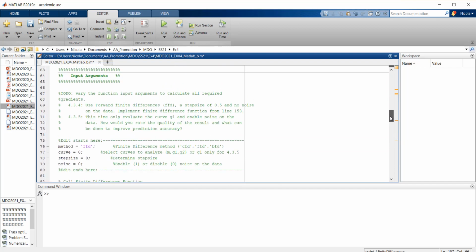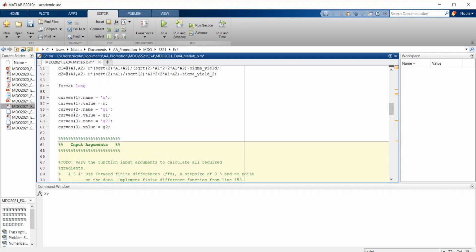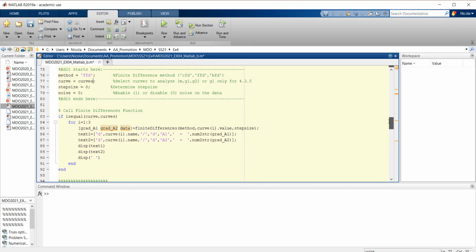Then we go back to our to-do. Which curve do we want? We want to compute the approximate gradient of m, g1 and g2. So the gradients, the analytical gradients we computed in the first task. Curves is, as we see here, a struct with name-value pairs of the three functions, and we want all three of them for the first task, so for 3.4, sorry.